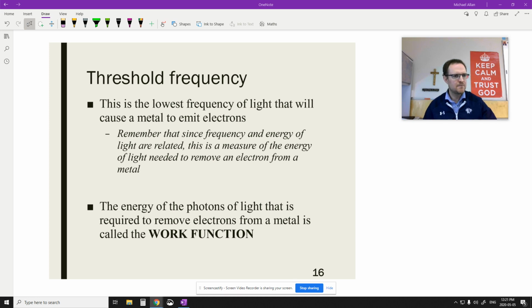All right, so the threshold frequency, like I was saying before, is just the lowest frequency of light that will cause the metal to emit electrons. Those would be just the electrons right at the very top of the surface of the metal. The valence electrons that are close to the surface require the least amount of energy to get out. But there is an energy to get out.